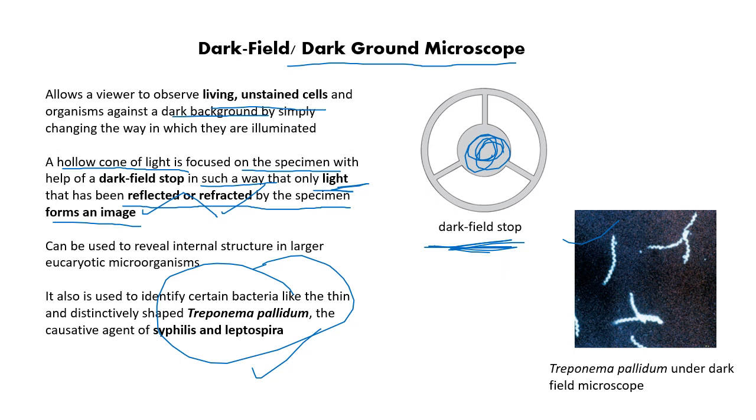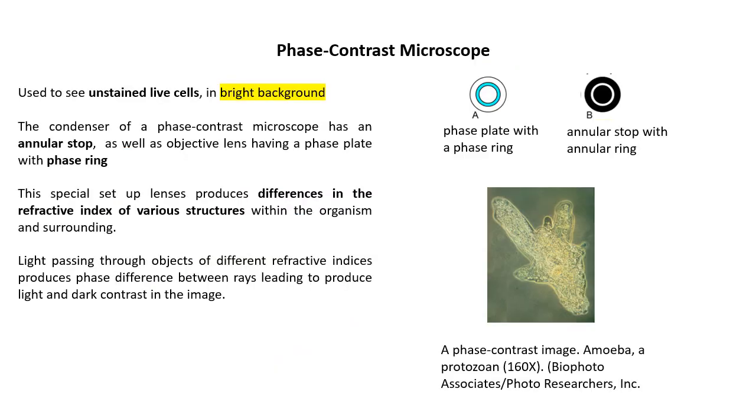This is very important. Dark ground or dark field microscopy is used to see Treponema pallidum, the causative agent of syphilis, and Leptospira. So please focus on these two points. And now I am coming to phase contrast microscopy. Phase contrast microscopy is also useful to see unstained live cells, but with a bright background.